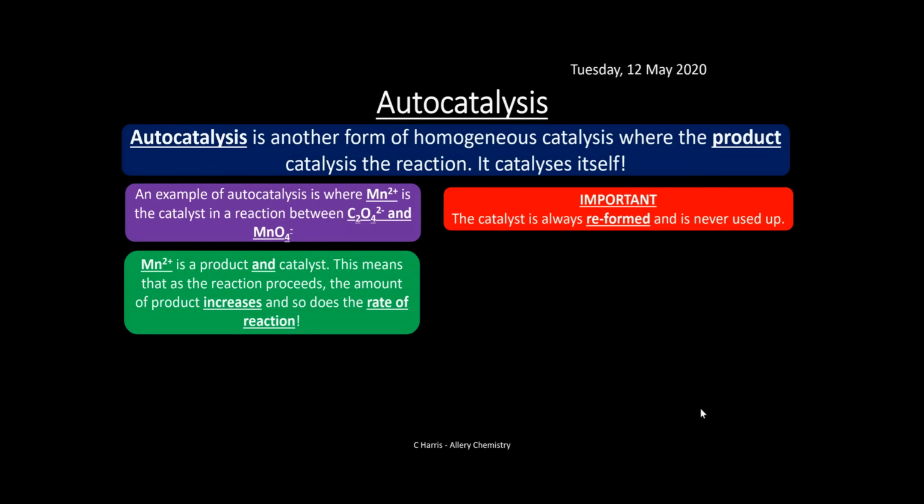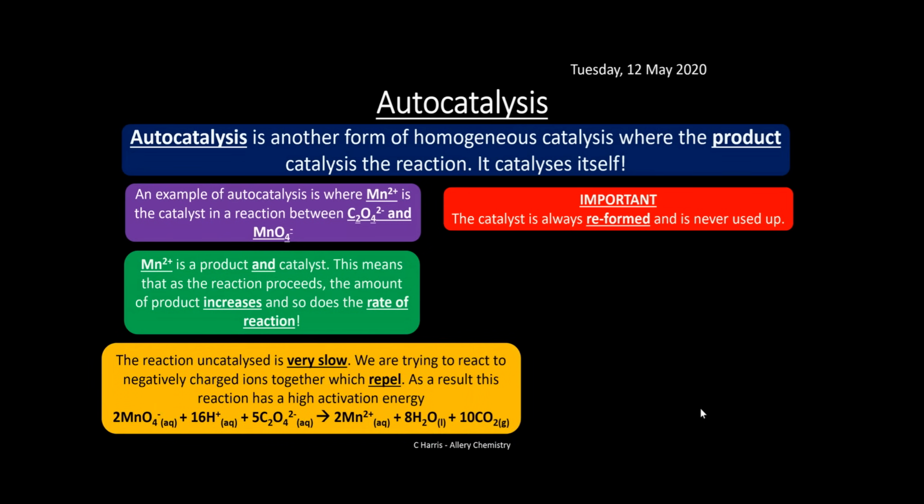This means as the reaction proceeds, the amount of product increases, and so does the rate of reaction. So it actually starts to run away with itself. The reaction uncatalyzed is really slow because we're trying to react two negatively charged ions together, and these would repel. So it requires loads of energy to do that without a catalyst. You can see here, there's our MnO4- ion and our C2O4 2-. These two would never react together normally, so we need a catalyst to help that go.